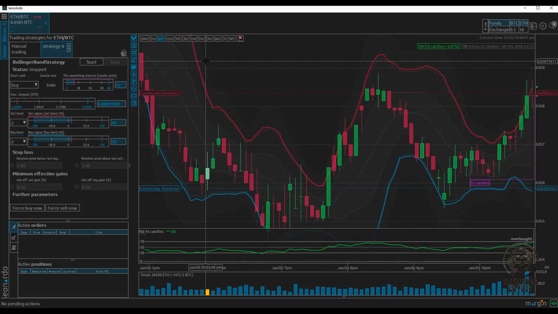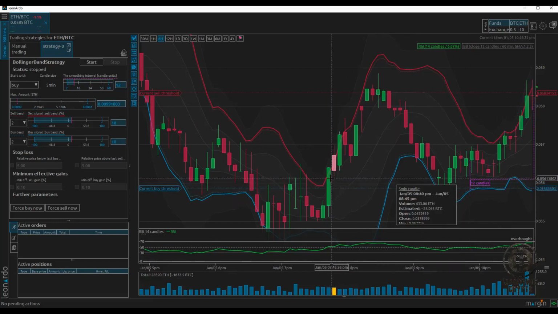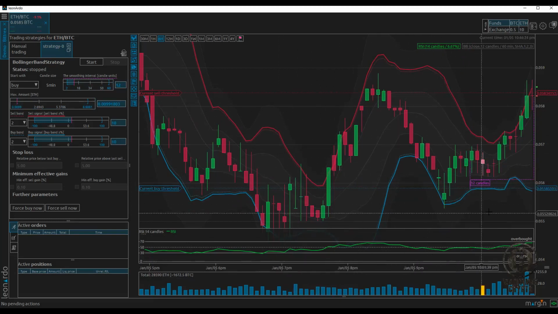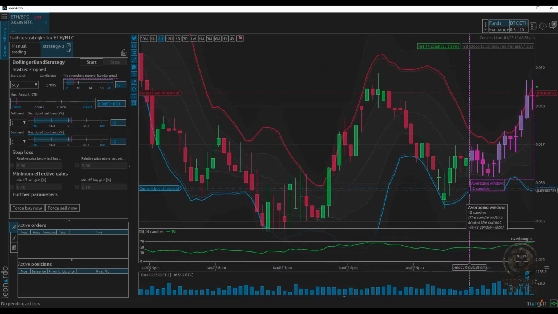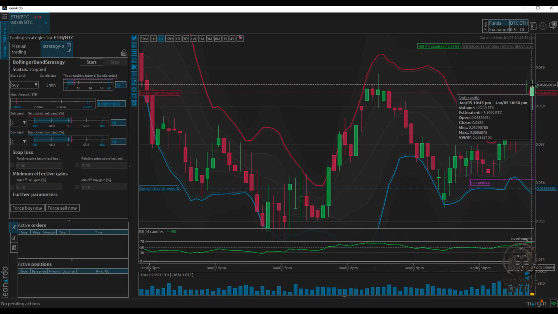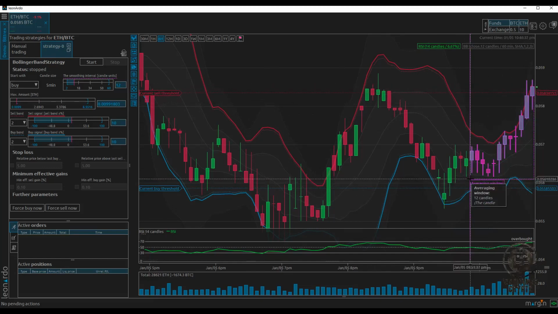Now with this bot here, because it's based on moving averages, you can configure just how far back it uses to calculate the average. By default it's 12 candlesticks. What that means is that the bot, to calculate the current moving average, uses the last 12 candlesticks.